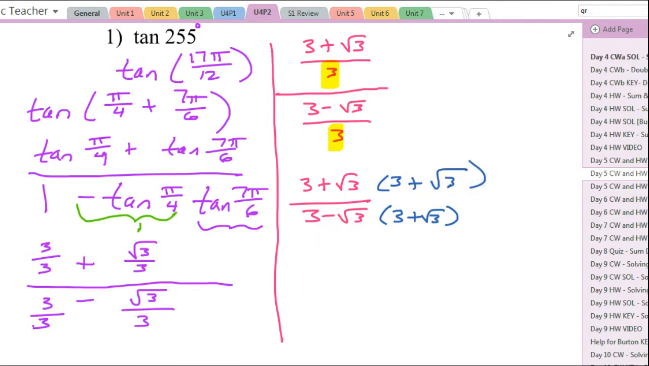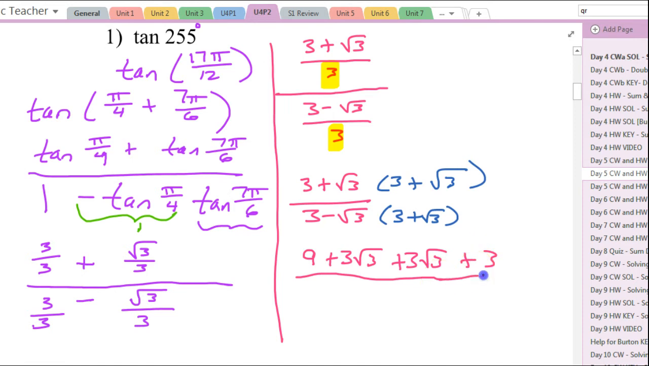Okay, if I multiply that out in the numerator, I'm going to get 9. So it's going to be like this. I have 9 plus 3 radical 3 plus 3 radical 3 plus 3. In the denominator, I'm going to have 9 plus 3 radical 3 minus 3 radical 3 minus 3. Does that make sense? Okay.